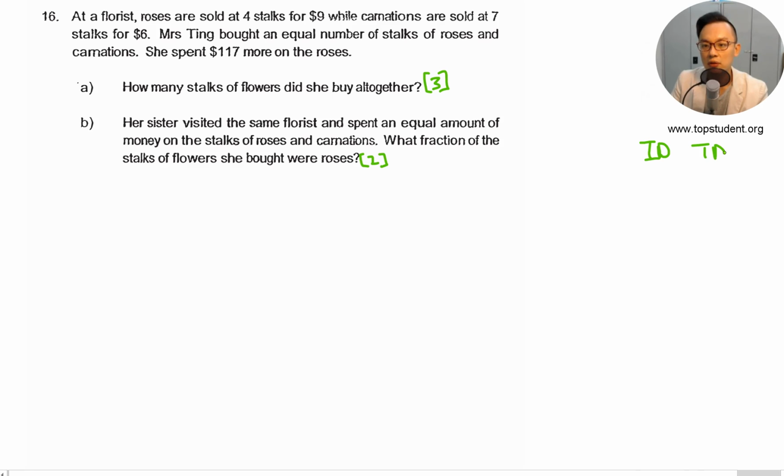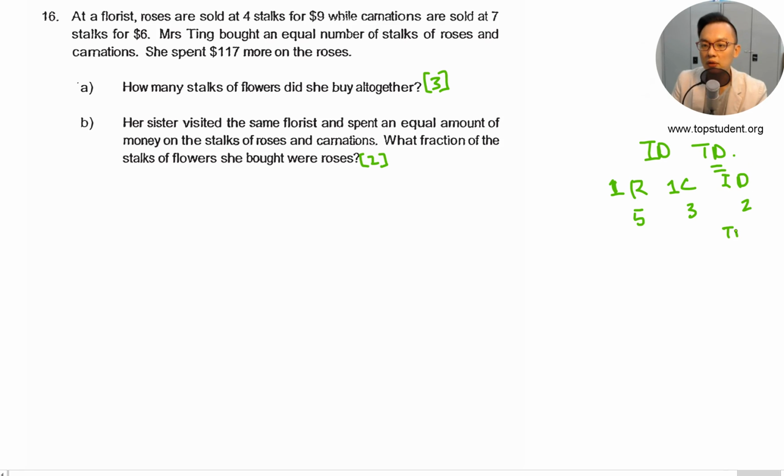Individual difference, total difference. Individual difference means between 1 rose and 1 carnation. This can be, maybe, $5 for a rose and $3 for a carnation. So the difference is $2 for 1 rose. And let's say I know that my total difference, this is my individual difference.